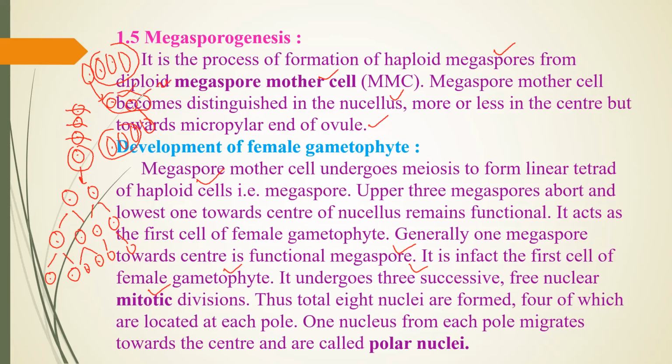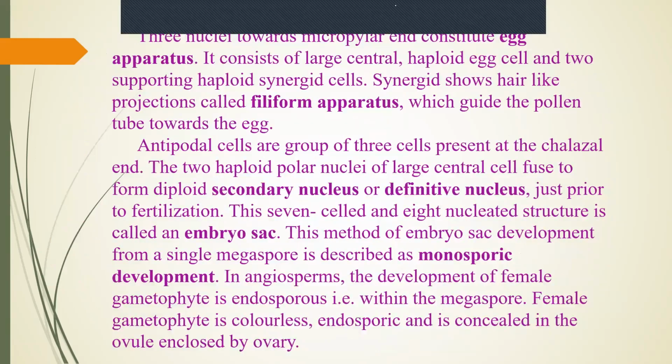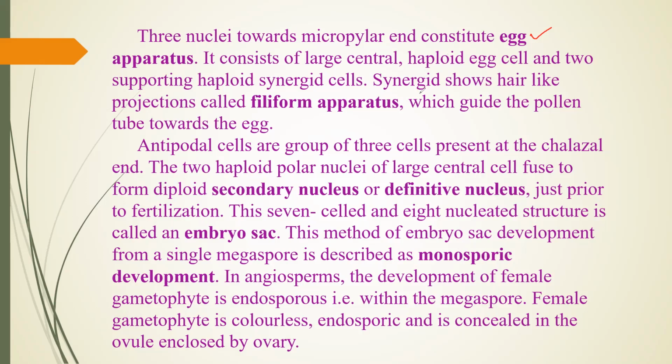ह्या दोन ज्या आहेत त्यांना आपण polar nuclei म्हणतो. ह्या दोनना synergid हा एक सेल आणि this is the antipodal 3 cells. अशा सर्व सेल आहेत. मागची डायग्राम जी पाहिली त्याचंच एक्सप्लेनेशन आहे. Then the 3 nuclei towards the micropylar end constitute the egg apparatus. Okay, egg apparatus. Central is the egg cell. It consists of the large central haploid egg cell and 2 supporting haploid synergid cells.